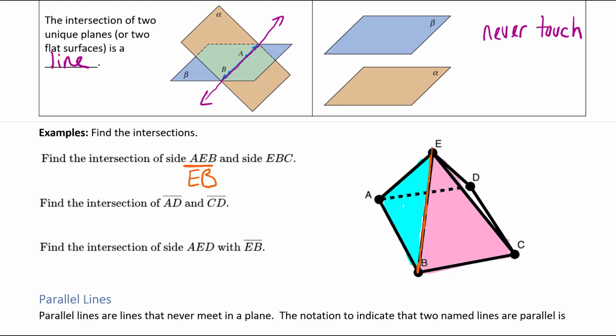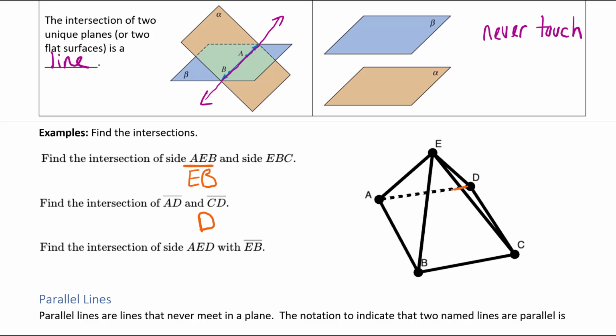The way we write a segment is a line on top of the EB without any arrows. So the intersection of those two sides is a line. All right, now I'm going to erase that. Find the intersection of segment AD. So AD is this one in the back here. And CD. So the intersection between those two segments is just a point, and that point is D.